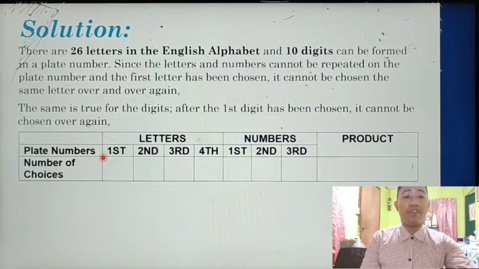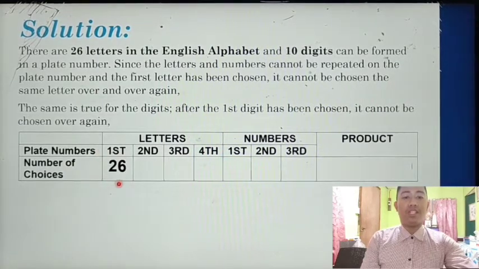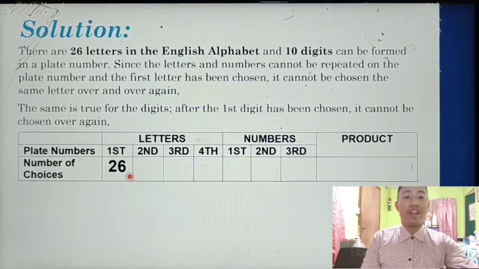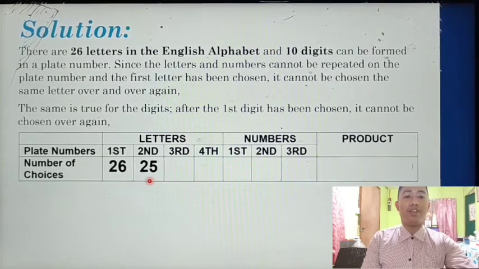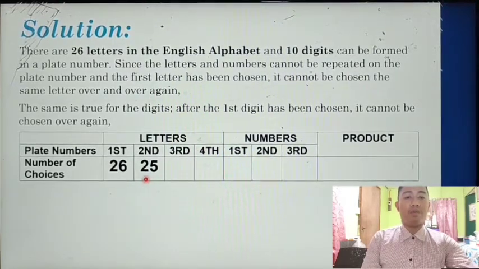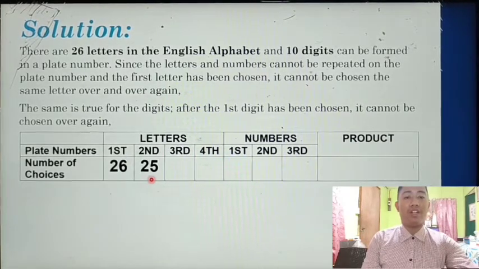So let us start with the first letter. There are 26 choices in all, starting from A to Z. Suppose you choose letter L as the first letter. So we put letter L in the first position. How many letters are left? There are only 25. Why? Because letter L cannot be used again, since repetition is not allowed. So except for letter L, there are only 25 letters to be chosen for the second letter.